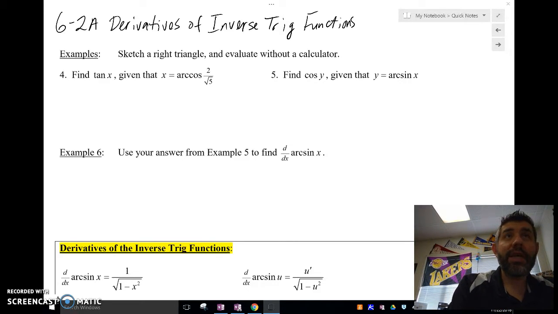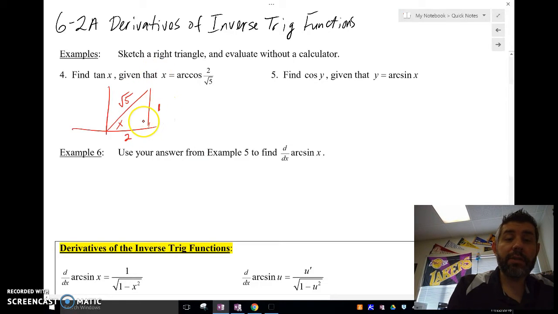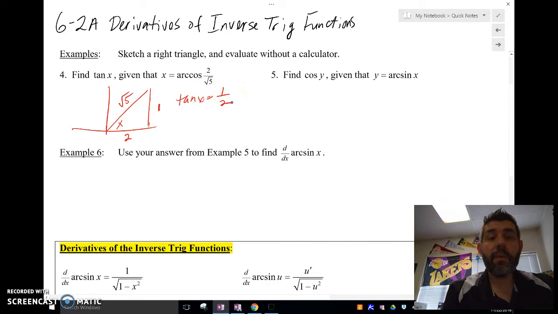So I'm going to find the tangent of x using a right triangle. I'm going to draw this right triangle. This is my x. Arc cosine means that my adjacent over hypotenuse is going to look like that. Then if I use the Pythagorean theorem, I'm going to end up with 1 as my opposite. So my tangent of x is the opposite over adjacent, which is 1/2. Again, I need to use the Pythagorean theorem to find that other side.